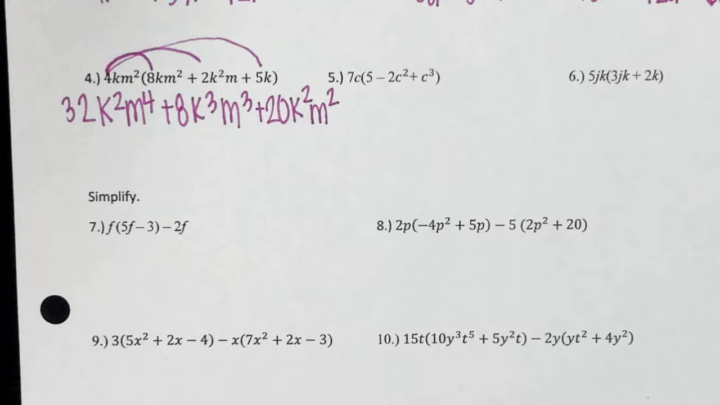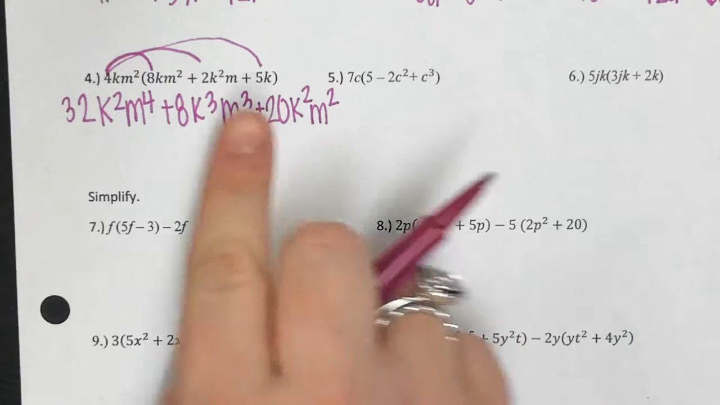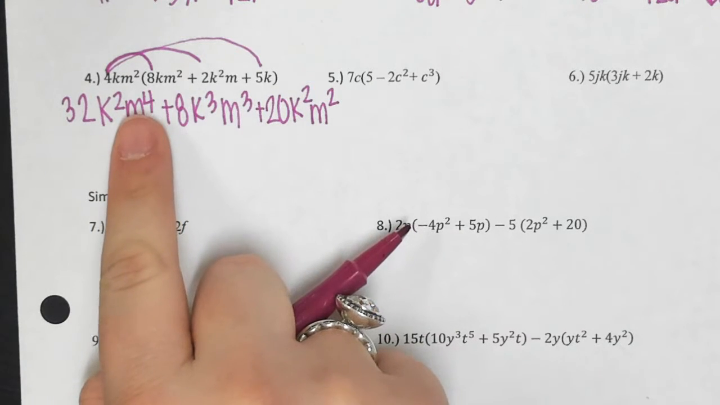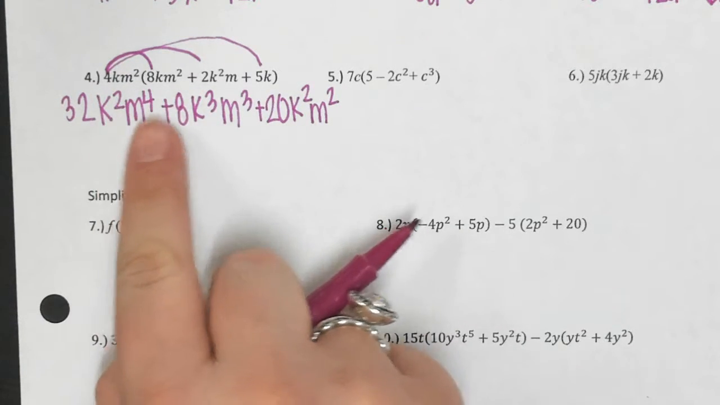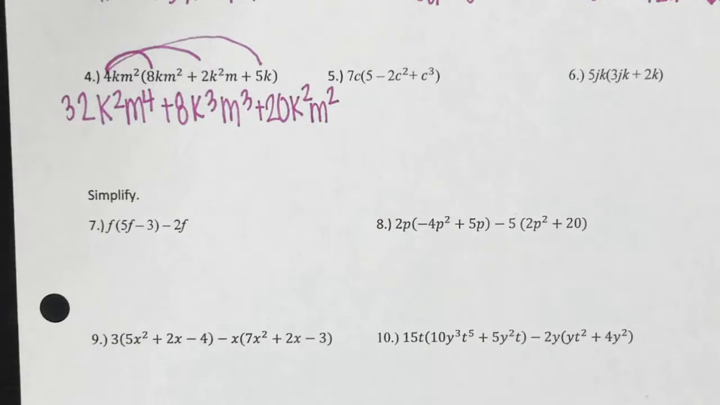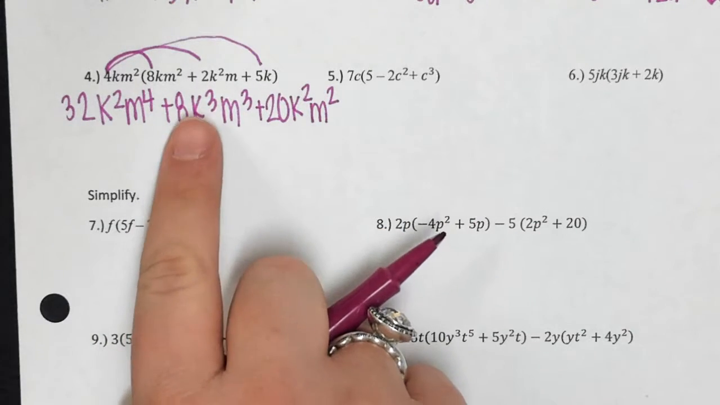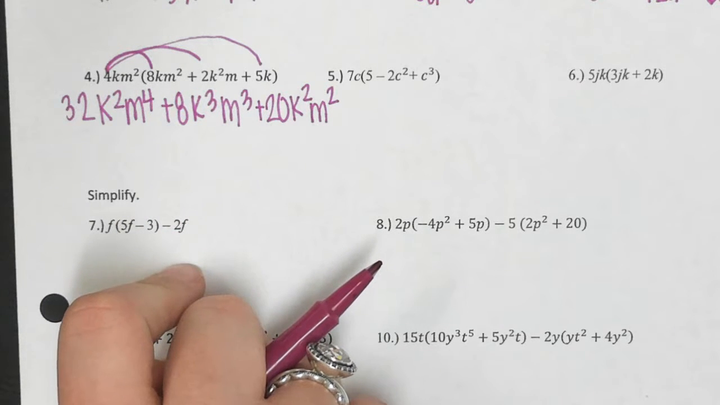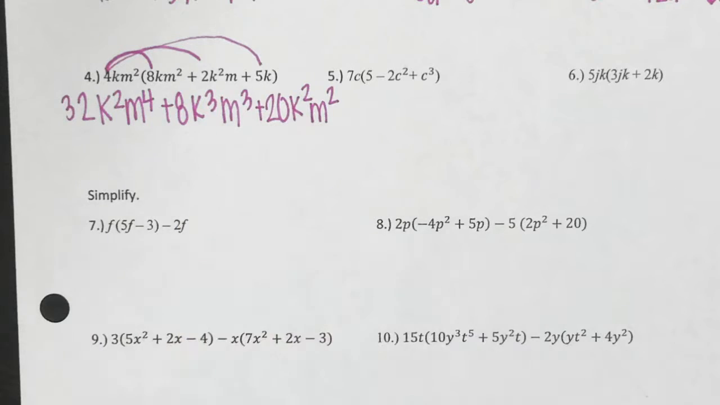Yes, you will have to combine like terms, even on this page. But right here, you would have to have the exact same letters and exponents. k squared and m to the fourth: is there another k squared m to the fourth right here? No, so I can't simplify. Is there another k to the third m to the third? No. Is there another k squared m squared? Yes. Is there another k squared m squared exactly like it? No. So you cannot simplify.